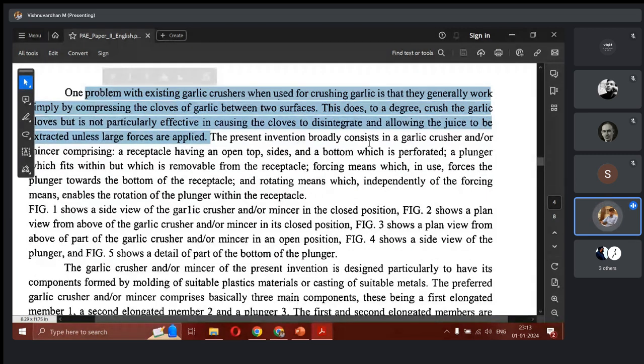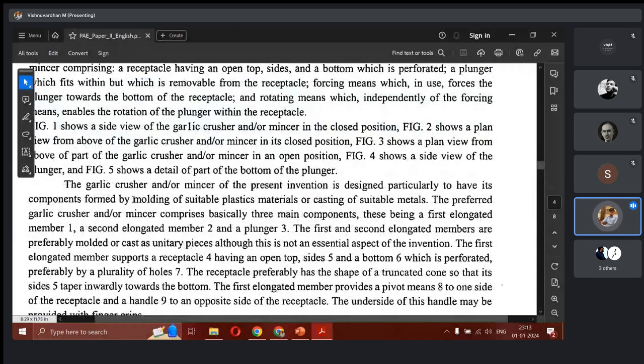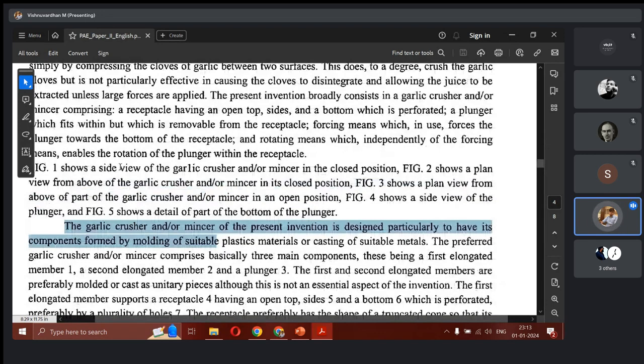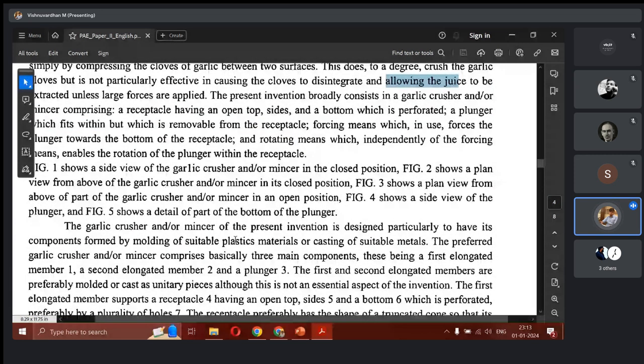Then the present invention broadly consists of a garlic crusher and so on, pretty much. Then here you come to the objects of the invention. The garlic crusher of the present invention is designed particularly to have its components formed by molding. And then I think they talk about a few more problems that it solves. So that becomes your object. What are the issues that you're trying to solve? So you can take the object from here, as in the effective means of crushing garlic and taking the juice out, and this molding of suitable plastic, because you can make it using moldable plastic also. So your object is also done.